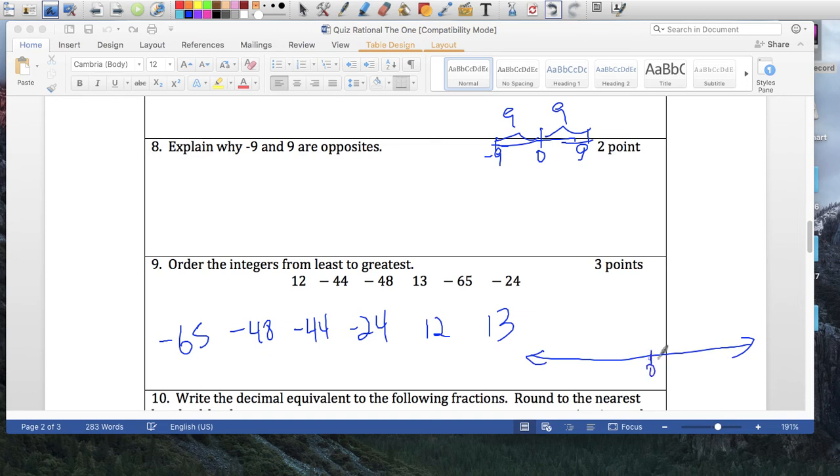Put 0 here. Let's go to the right. 1, 2, 3, 4, 5, 6, 7, 8, 9, 10, 11, 12, 13. Go the other way. Negative 1, negative 2, negative 3, negative 4, negative 5, negative 6, negative 7, negative 8, negative 24. Keep going, negative 44, negative 48, negative 60, negative 65. Good. Now there's your order. Your smallest number is on the left side, your biggest number is on the right side. And there's your order, which is exactly what we have over here.